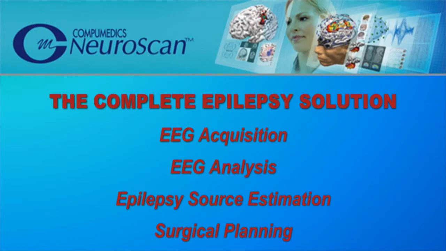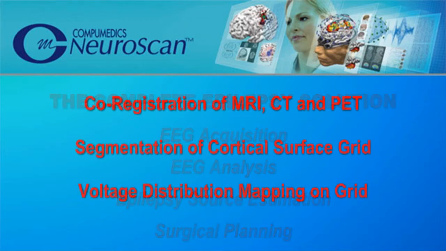Compumedics' NeuroScan provides comprehensive solutions for epilepsy, beginning with EEG acquisition to EEG data analysis, through estimating the source of the epileptic activity and assistance in surgical planning. Here, we will review co-registration of MRI, CT, and PET, as well as segmentation of a cortical surface grid and voltage distribution mapping on this grid in a patient.